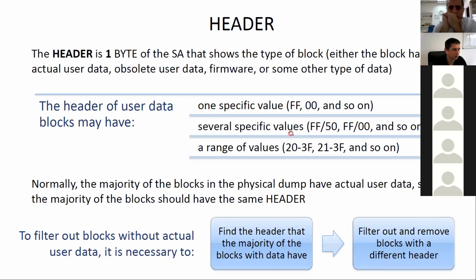Typical range is from 20 to 3F. That means that all the blocks with a header 20, 21, 22, 23, and so on, until 3F, all belong to data blocks. And we should put all of these blocks into the logical image. If we find some block with a header like 18 or 43 or 40, then we don't use that block. We just skip them.